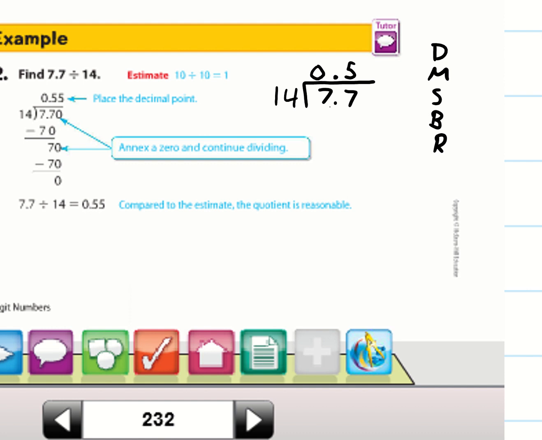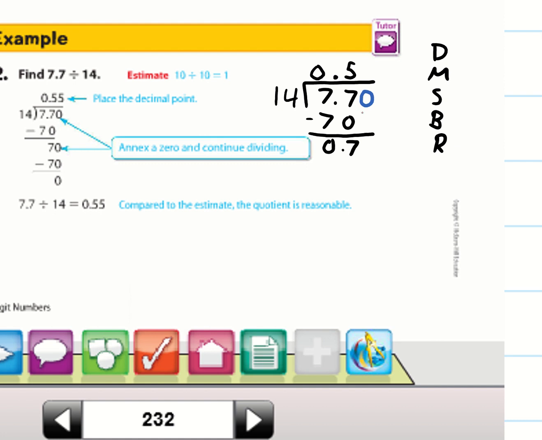So 5 times 14 is 70. And then we're going to subtract. So we get 7. Now, we can no longer bring down, but now that we're working with decimals, we can actually go a little bit further. So we're going to annex a 0. So we're going to add a 0 to the end, and this is not going to change the value. This is still 7 7/10. Adding that 0 is just going to give us a more complete answer.